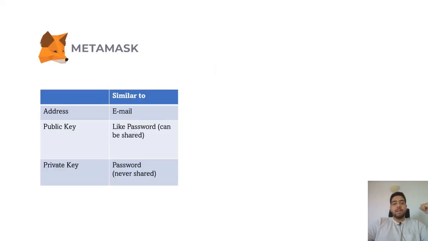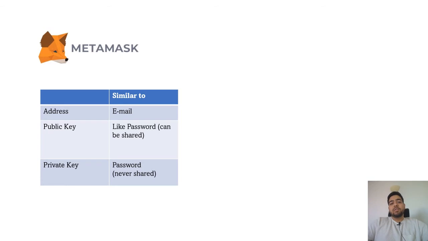When you create an account on MetaMask, you get three things. The first one is your address. This is very similar to email addresses that you can share with other people if you want to send or receive some kind of cryptocurrency, usually Ether. The second one is a public key that is like a password, but it can be shared with other people. And the third one is a private key that is like a password, and you should never share it with anyone, because if someone has access to your private keys, then they can take over your account and they can withdraw all the funds. So always keep your private keys private.